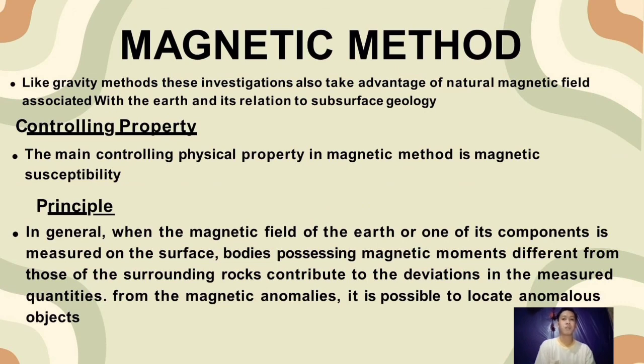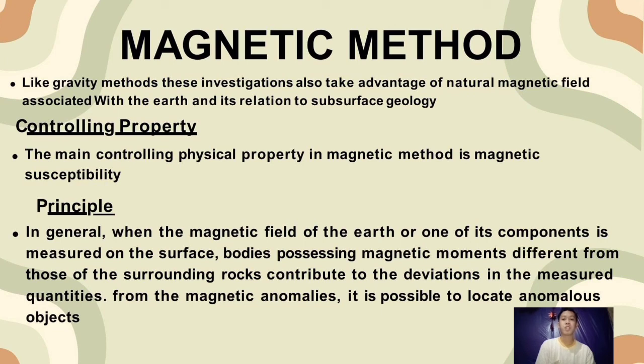Magnetic method. Like the gravity method, these investigations also take advantage of the natural magnetic field associated with the Earth and its relation to subsurface geology. Controlling property. The main controlling physical property in the magnetic method is magnetic susceptibility.